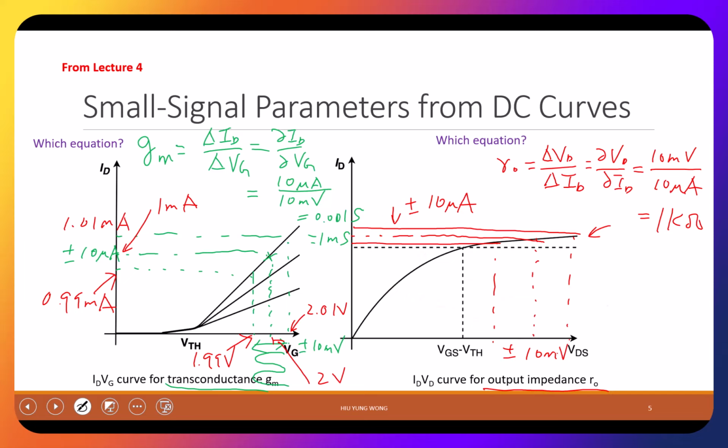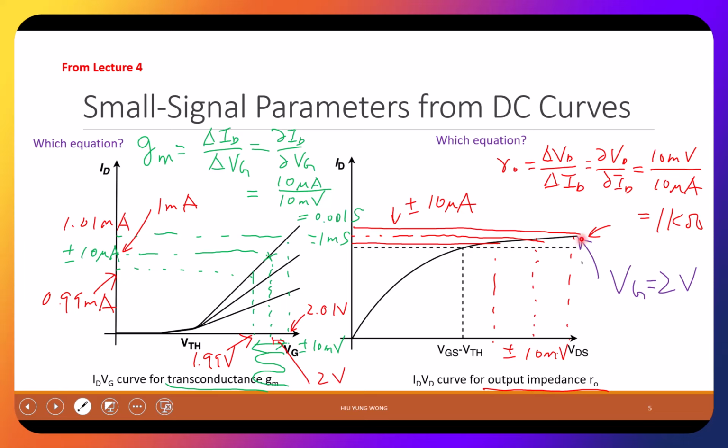Maybe this one is VG equals 2 volt, for example. Then I sweep the VD. In this region, I try to change my VD by plus minus 10 millivolt. I want to see how much current it will change. And by definition, delta VD divided by delta ID, which is 1 k ohm in this case, is the output impedance.